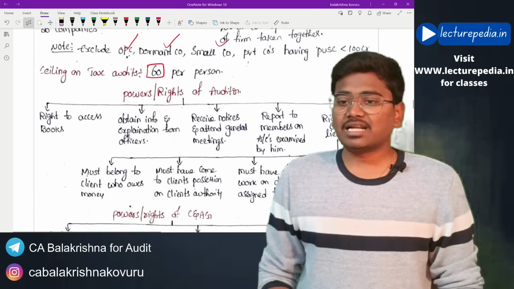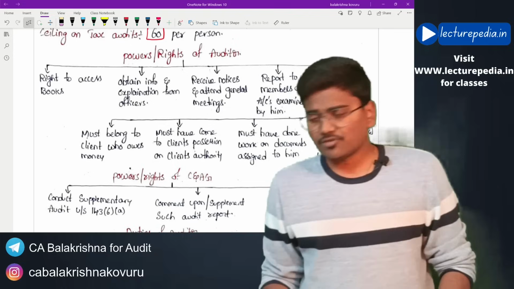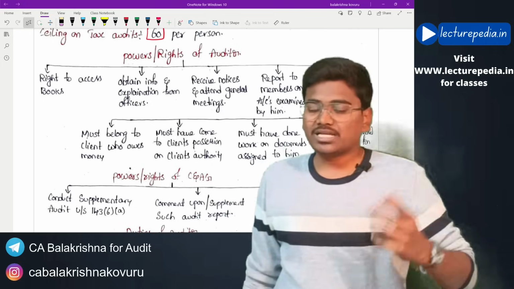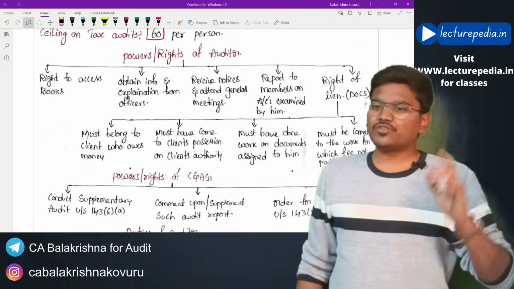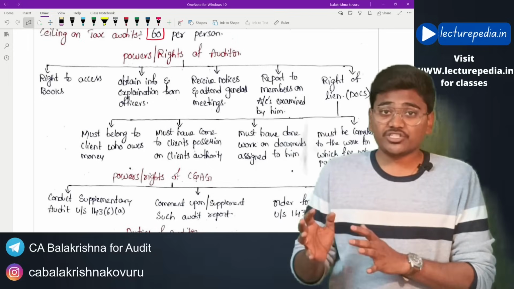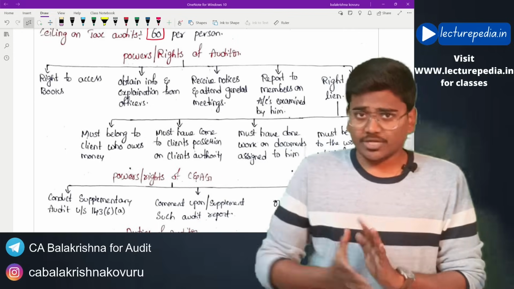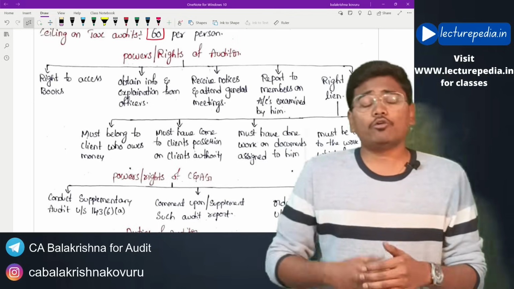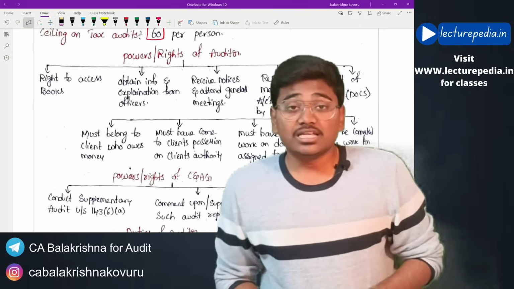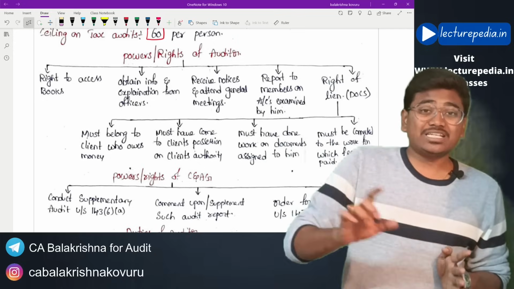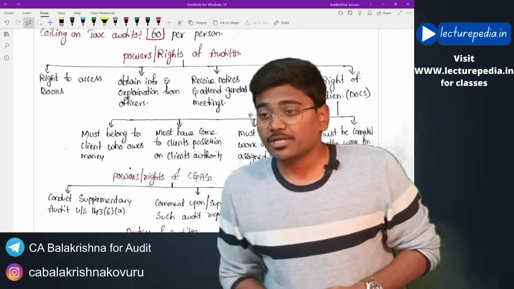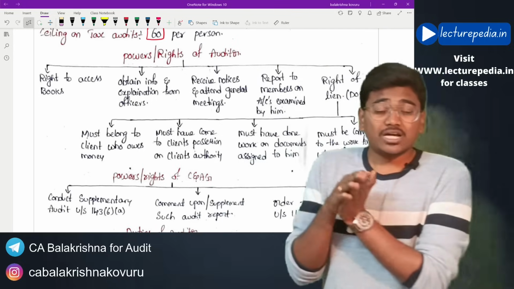Next, powers, rights of auditor. What are the rights of the auditor? First of all, the auditor will have the right to access books of the company, because without accessing the books, how can he conduct the audit? So that is the first right of the auditor. Next, he also has the right to obtain information and explanation from the employees of the company. Whenever he feels he wants any information or explanation, he can get it from the company. He also has the right to receive notices, the right to attend the annual general meeting of the company, and he can also give a report to the members of the company.